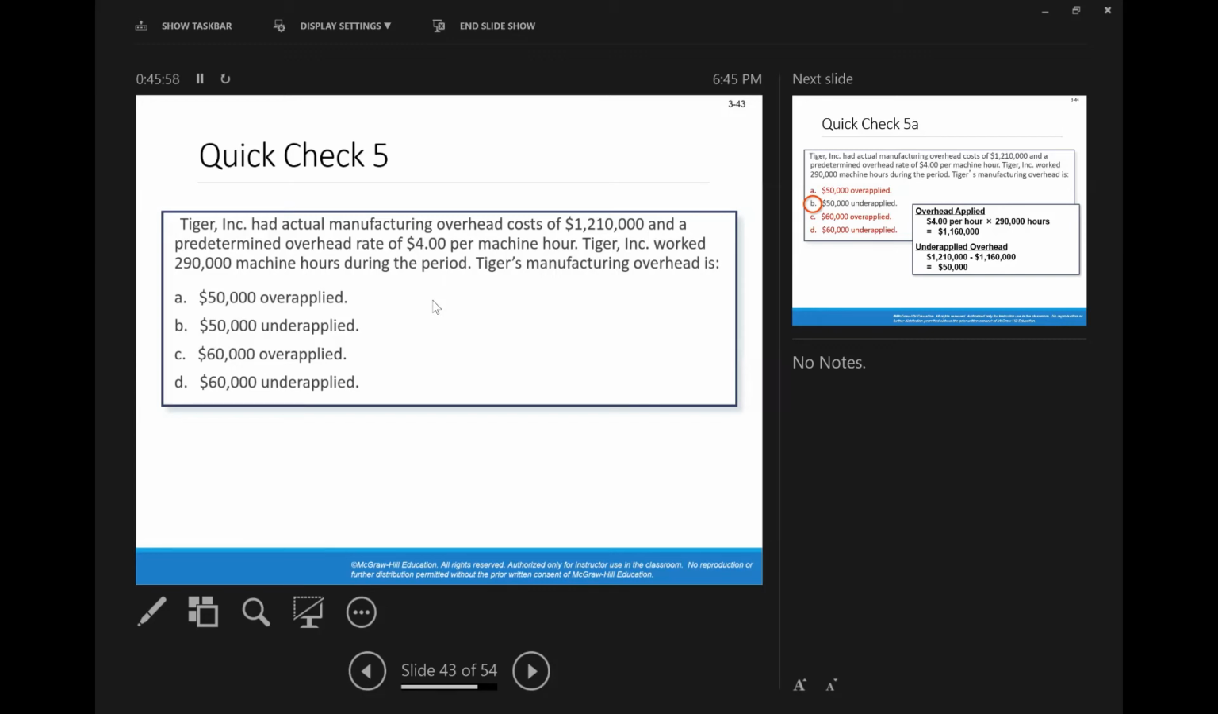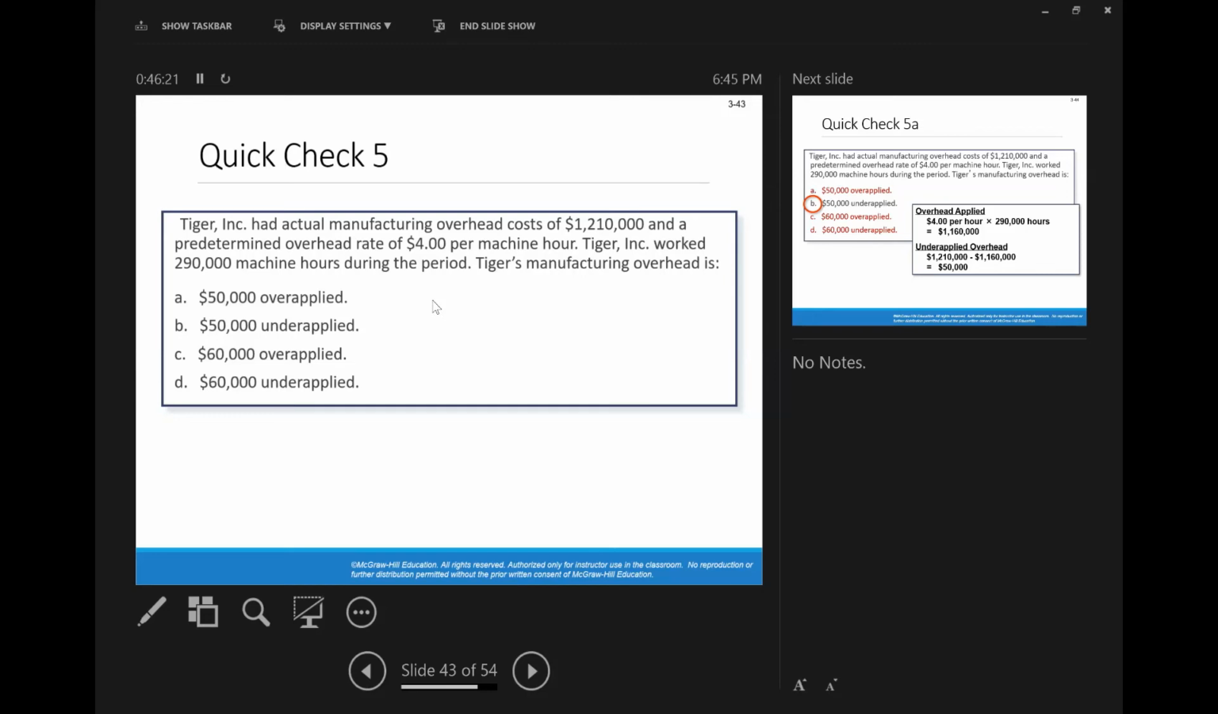So the actual is more. Did I over or under apply? We under applied because we didn't put in enough. By how much? You have to get the difference. The difference between the 1,210,000 and the 1,160,000 is 50,000. So it's $50,000 under applied.